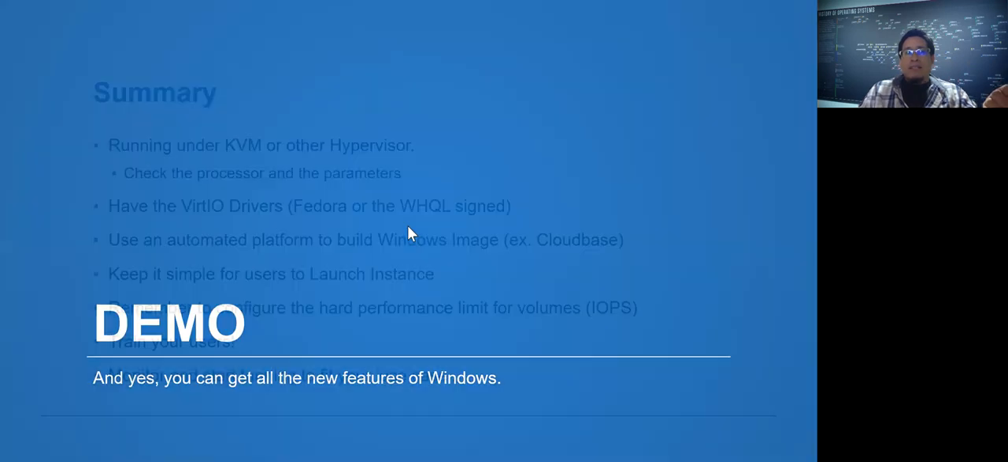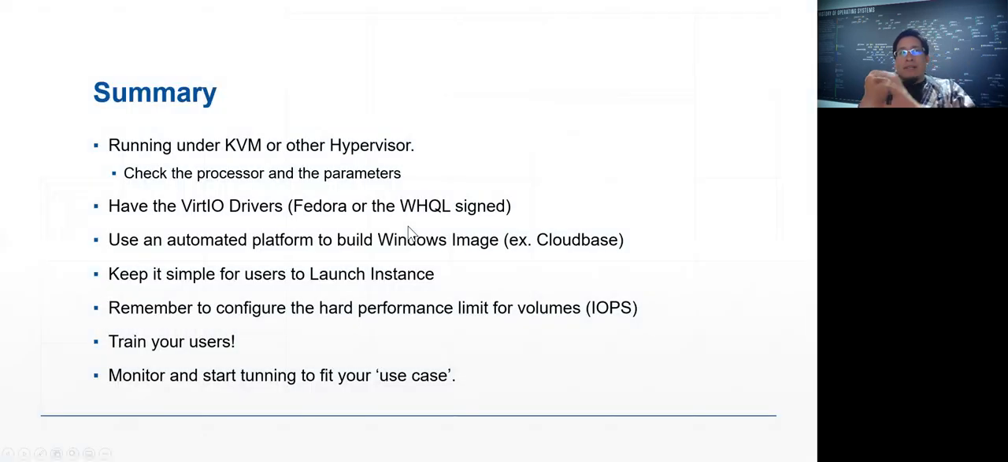And that's just the summary. Remember, you need to see if you run under KVM or another hypervisor. If you're running under KVM, check the processors and the parameters. Remember to have the VirtIO drivers. You can have the Fedora ones or the Windows Hardware Quality Labs signed ones. Remember your use case, what you will need. Use an automated platform to build Windows images. Cloud-based is very good, but you can choose whatever you want.